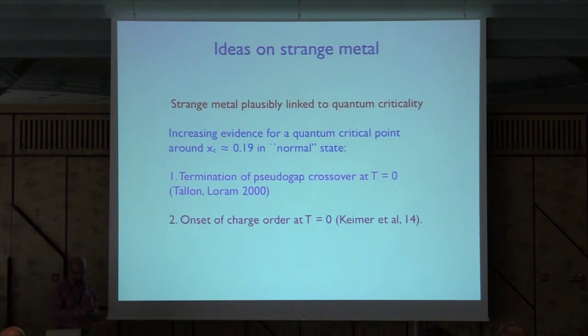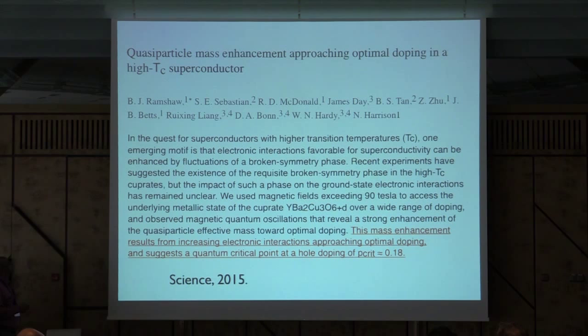So going to the future even further, going forward in time, just earlier this year, there's a paper in Science by Ramshaw and Sebastian and so on, studying quantum oscillations in underdoped cuprate YBCO at very, very high fields, 90 Tesla fields. And they seem to find an enhancement of the quasi-particle effective mass in these underdoped samples at very, very low temperature and high fields as you increase the doping and approach optimal doping. And based on extrapolation of their data, they also suggest that this mass enhancement diverges as you approach optimal doping. And most importantly, the point where it diverges corresponds precisely to this magical doping of 0.18, more or less 0.19. And they suggested that there's a quantum critical point as well, around 19%.